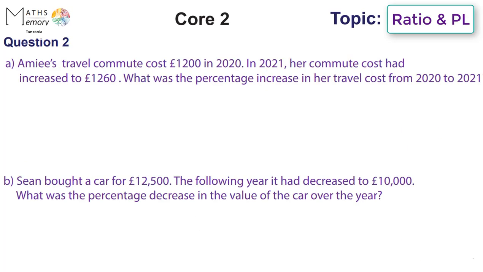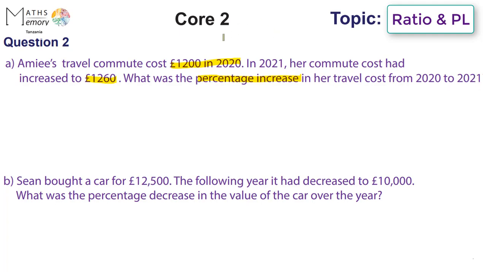Question 2, core 2. Press pause, write parts A and B down, and press play when you have finished. So Amy's travel commute cost her £1,200 in 2020, and for the following year, in 2021, her commute cost her £1,260. What was the percentage increase in her travel cost from 2020 to 21?